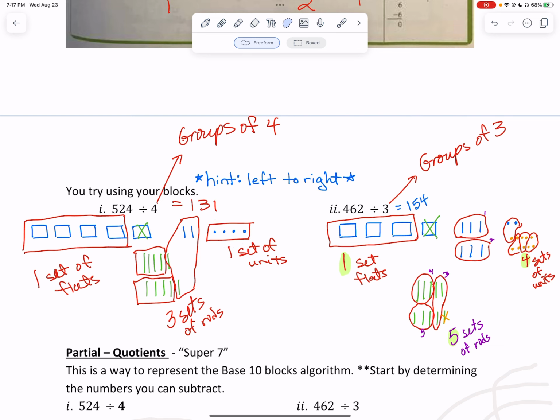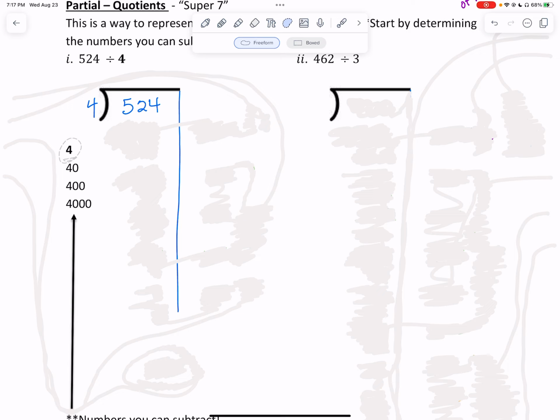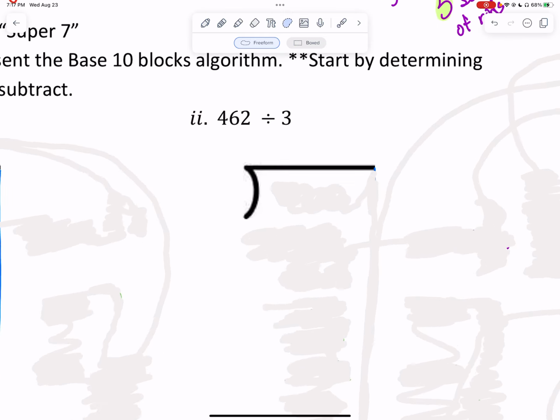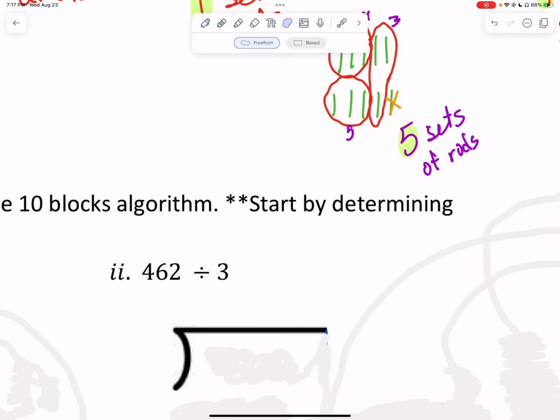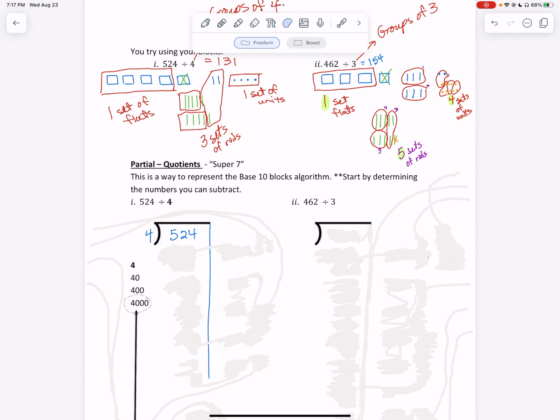So when you're dividing into groups of 4, here's your numbers to choose from. 4, 40, 400. If we had our cube over there, and we had 4 of them, that would be 4,000. Okay. So those are the numbers that we're going to be subtracting. Those are the only numbers that you can subtract when you are dividing by 4. When you're dividing by 3 over here, it's going to be 3, 30, 300, 3,000. Okay. So anyway, we want to start subtracting the biggest numbers that we can.